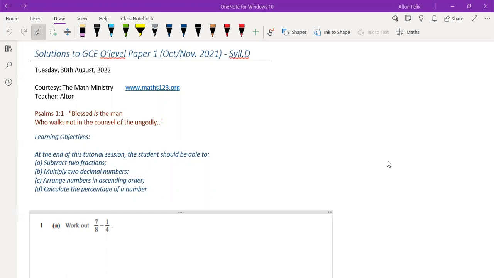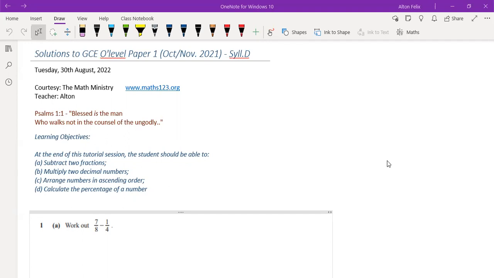So the focus today is on Psalms 1:1, which says, "Blessed is the man who walks not in the counsel of the ungodly." So you are blessed because you do not follow the advice of the ungodly.